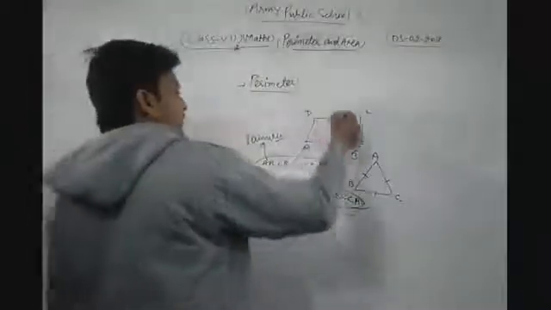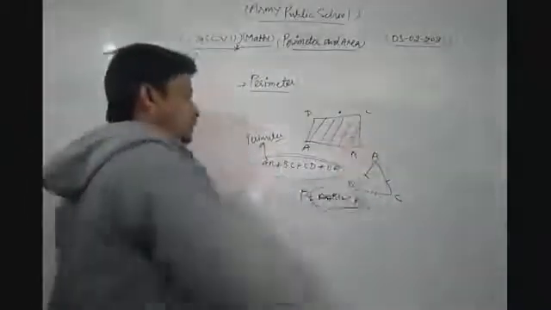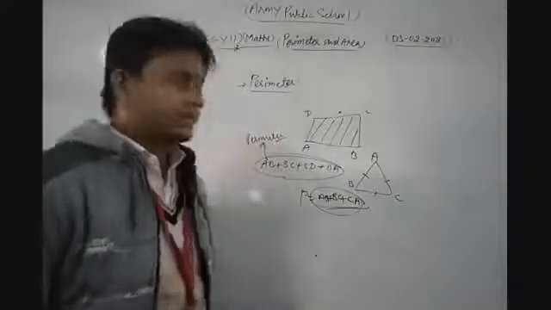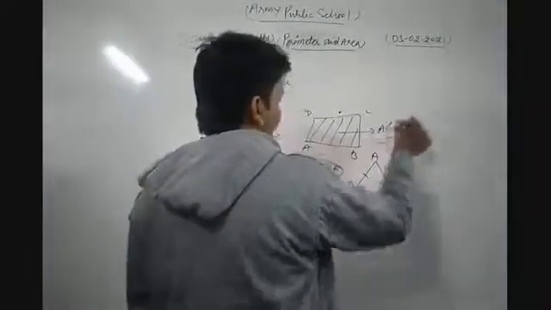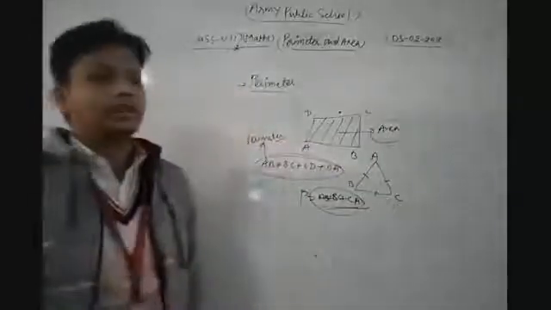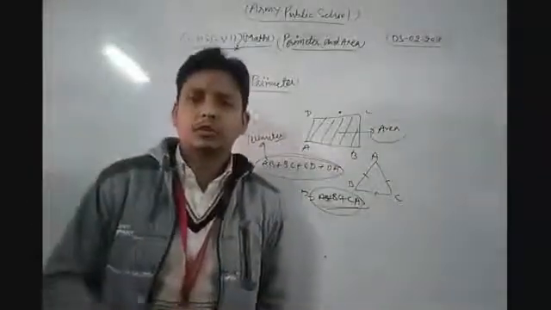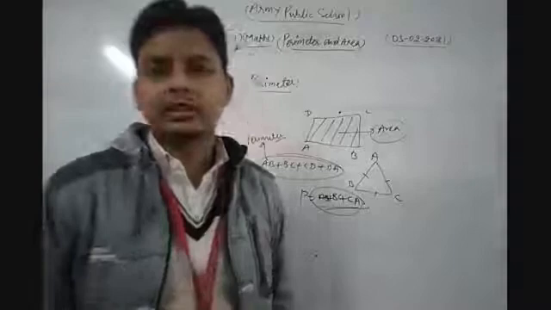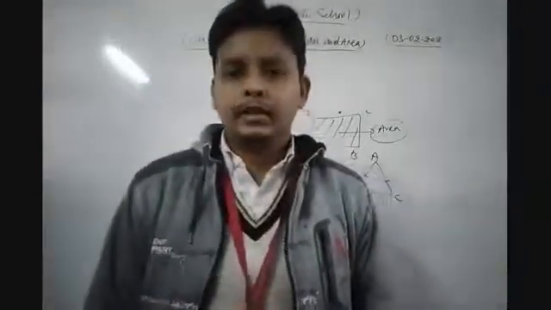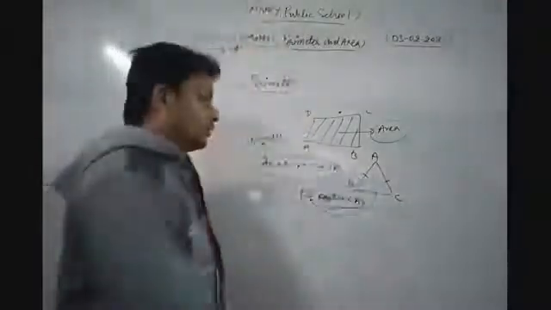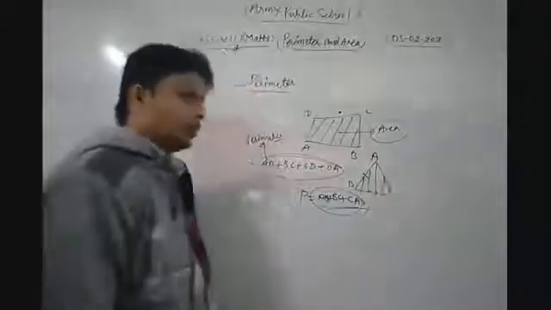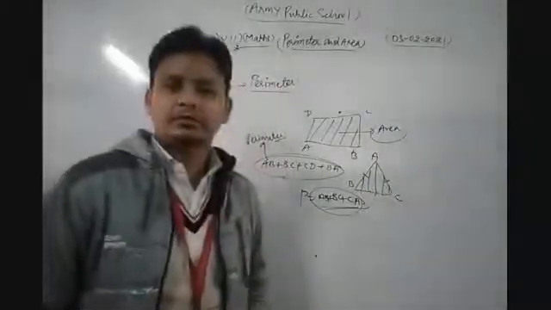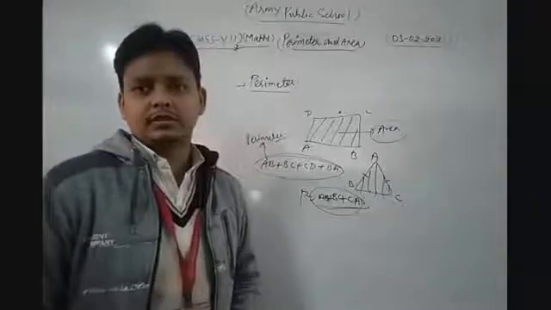Now let's see here. The region occupied by that quadrilateral ABCD is said to be its area. This is the concept of area. In this way we can say that the region occupied or bounded by any geometrical figure is known as its area. So for triangle ABC, that region is called its area. This is the concept of area, dear students.